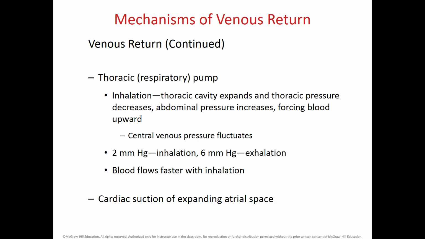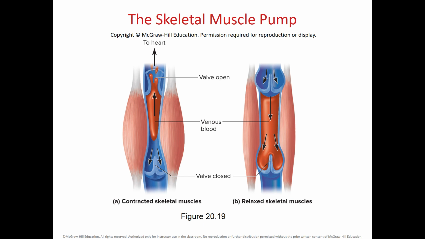So since in inhalation you have less central venous pressure, you will allow the blood to flow much faster during inhalation because there is a greater difference or gradient between the arterial blood pressure and the venous blood pressure. So there is less resistance from the pressure in the veins that allows the blood to return much faster. And then you have the cardiac suction of the expanding atrial space during inhalation.